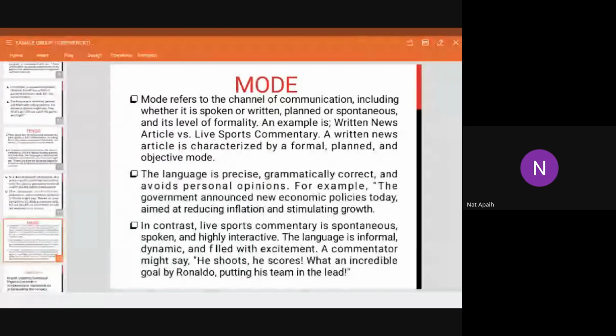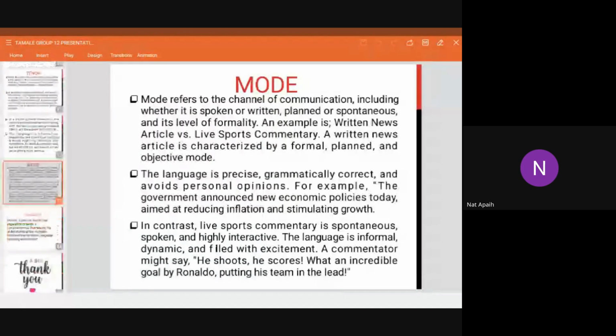A commentator might say, "He shoots, he scores! What an incredible goal by Ronaldo, putting his team in the lead!" You realize that this kind of language is not formal. It is driven by passion, not by structure. So the mode of communication also influences the choice of words used in communication. And that is it for the mode.